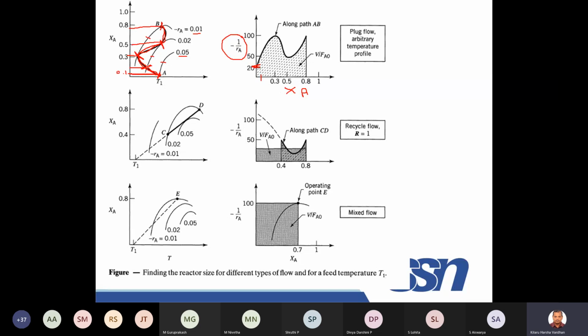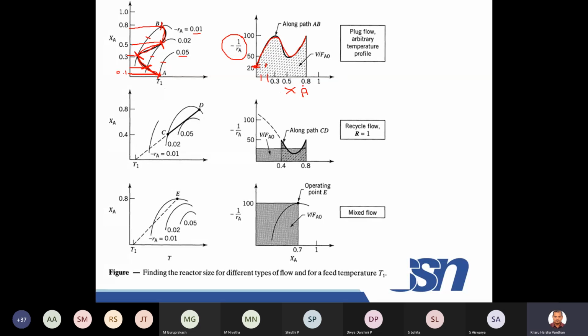Like that, here it is 0.2. How much is the rate? 0.02. So 0.2 is somewhere here, and 1 by 0.02 is 50. So it will be somewhere here. Like that, for different conversions, you try to plot. This is the plot for that particular case.